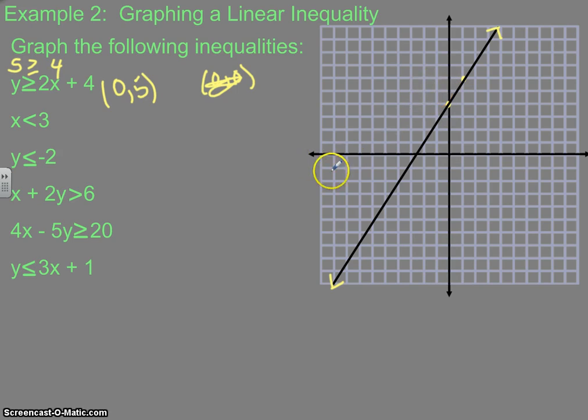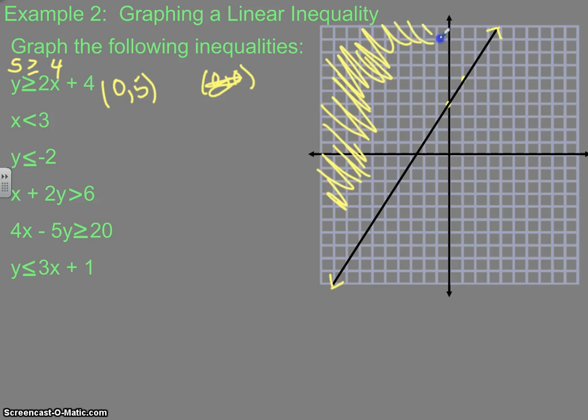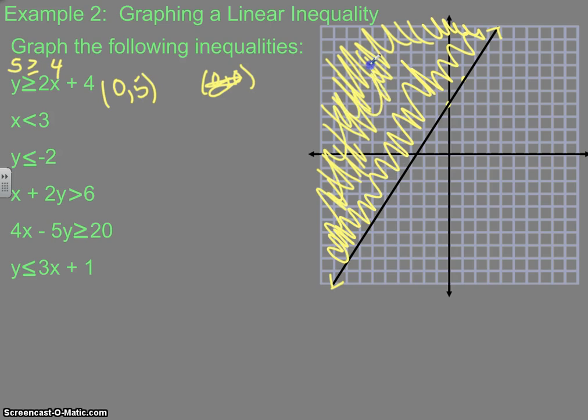So what we have to do with inequalities is shade the side of the line, and that indicates that all of the points on this side of the line make the statement true. We know that the points on the other side do not, but the points here do. Any point I choose here makes the statement true, and we have to show that on the graph. Okay, so that's what the graph of an inequality looks like. Let's do a few more.